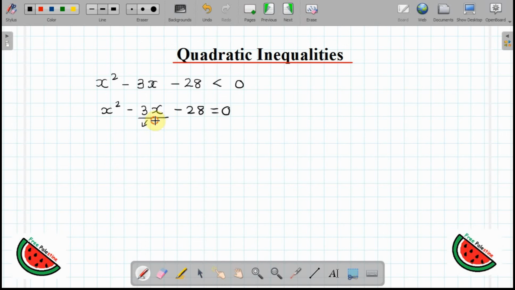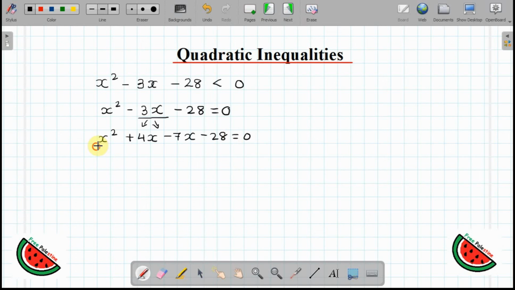No problem. So I'm going to go ahead and write this down as x squared plus 4x. 4 times minus 7 gives you minus 28, and then 4 plus minus 7 gives you minus 3. So 4x and minus 7x are the two numbers I'm going to use.